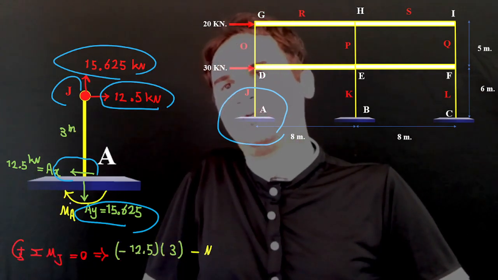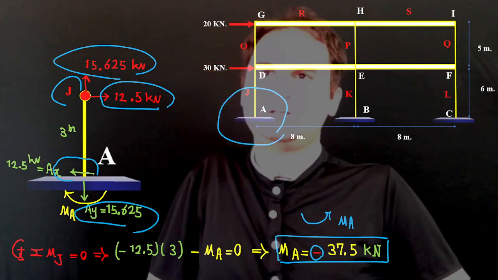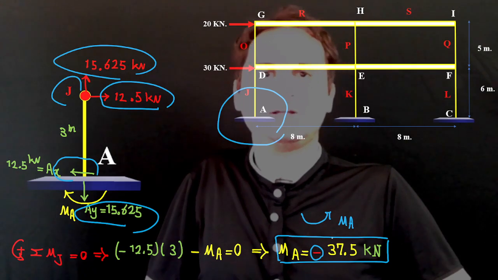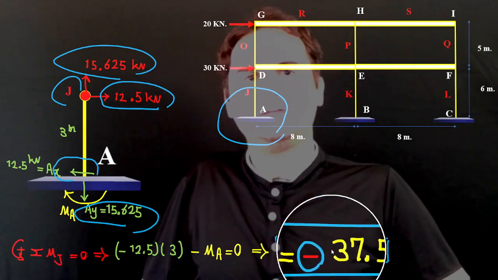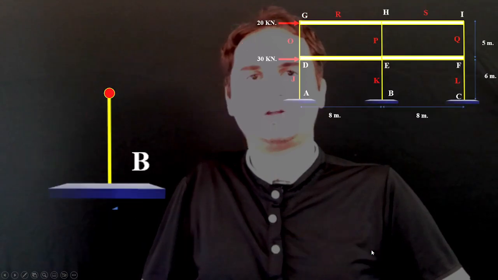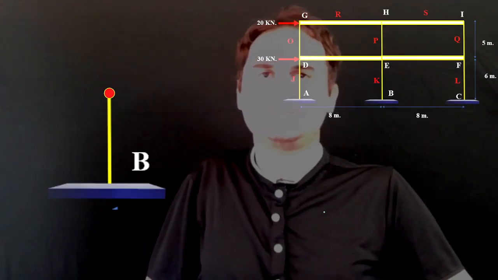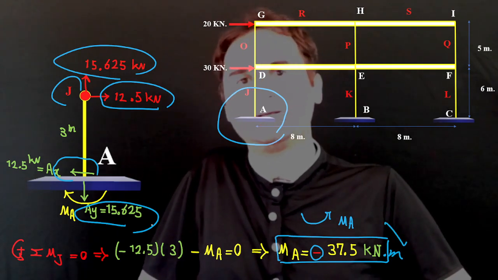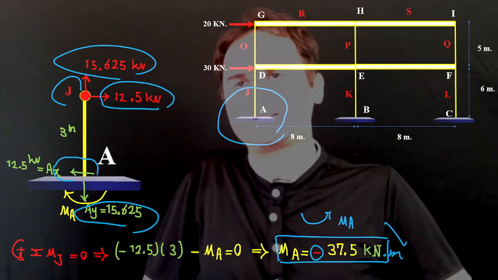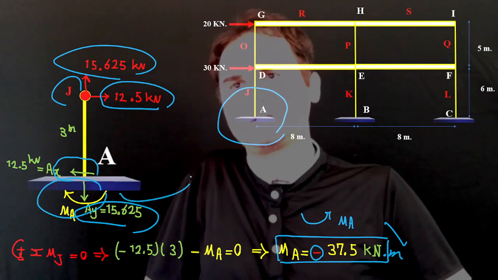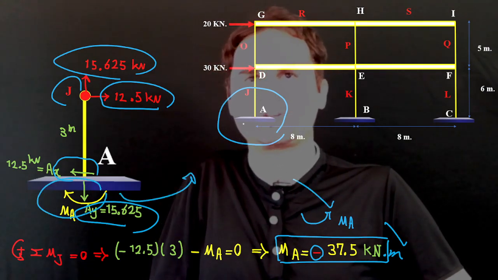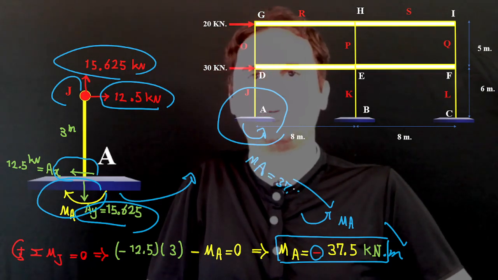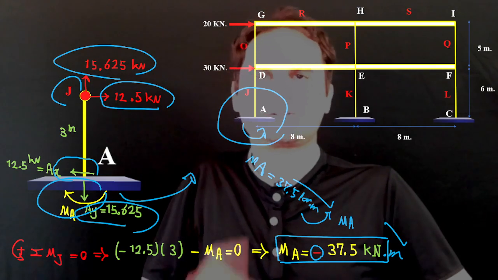And there is a moment at A, which is this couple making a moment, and MA just gives us a negative 37.5 kilonewton meters. That's a moment, and the negative direction says the direction is the opposite. So this is our MA direction, which is 37.5 kilonewton meters.